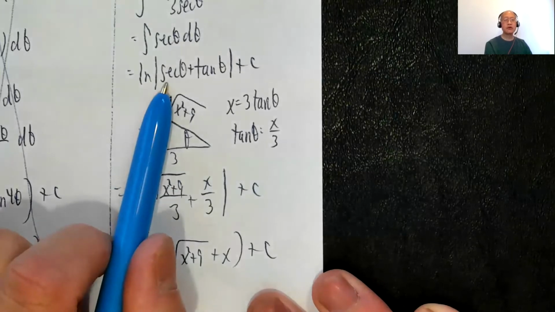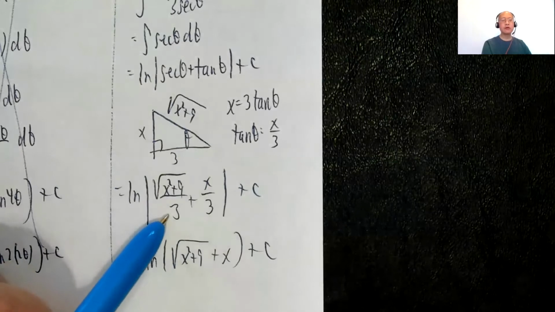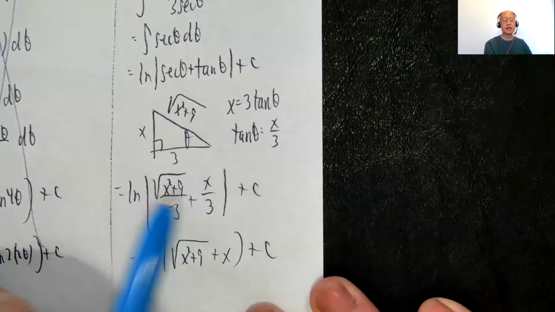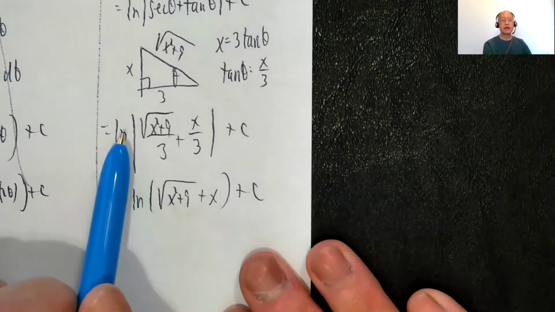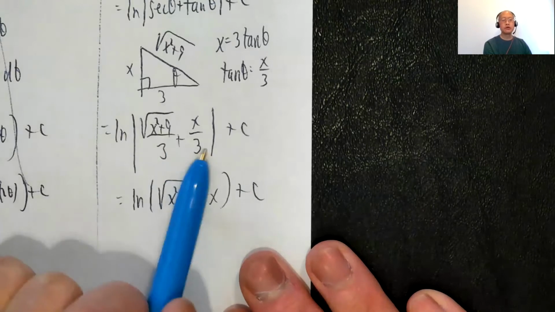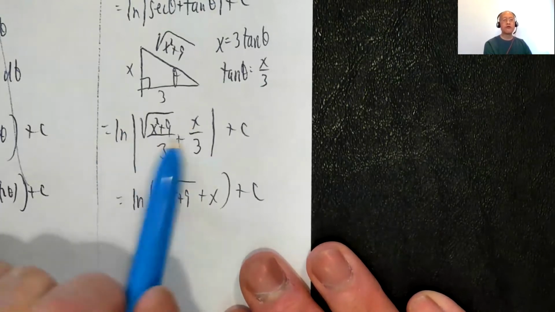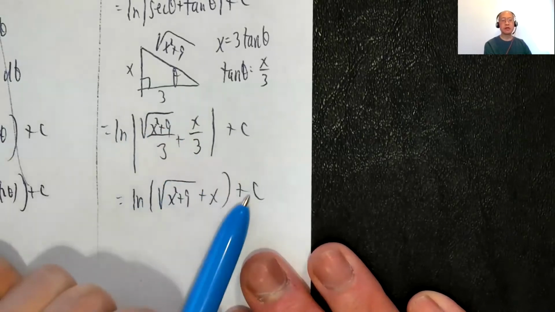So we have secant theta, which is hypotenuse over adjacent, radical x squared plus 9 over 3, plus tangent theta, which is x over 3, plus c. I accept that, but I talked about this in class. The best, absolute best way to write it is to lose the 3, because you can think of it as ln of that over 3, which is ln of this minus ln 3. Minus ln 3 plus c is still plus c.